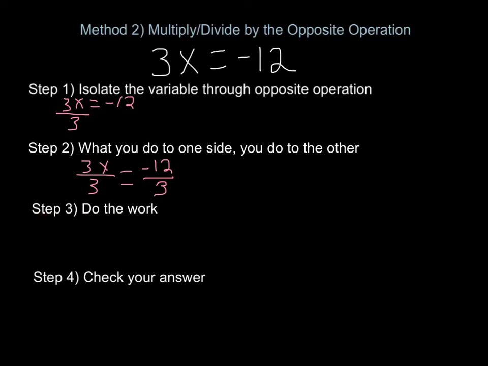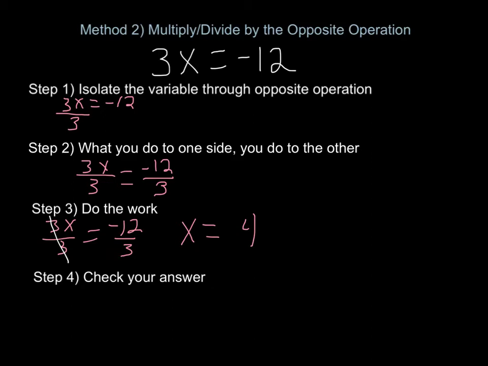So what that means is we've got 3x divided by 3 equals negative 12 divided by 3. Well, over here, 3 divided by 3 is 1. So we can actually just cross it out because we've got the same thing on top and the bottom. That'll leave us with just x equals, and now the variable is completely isolated. Now we've got to figure out what is negative 12 divided by 3. Well, we know that 12 divided by 3 is 4, and because here we've got a negative, and because there's no sign, that means this is positive.